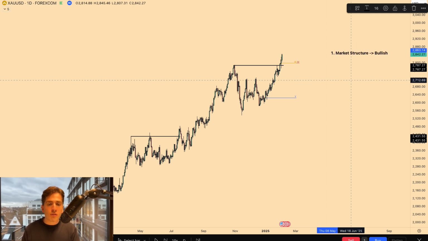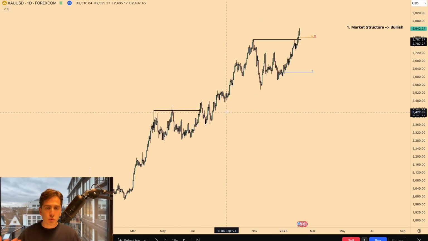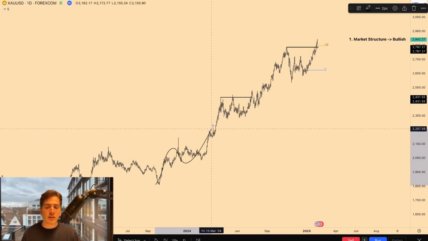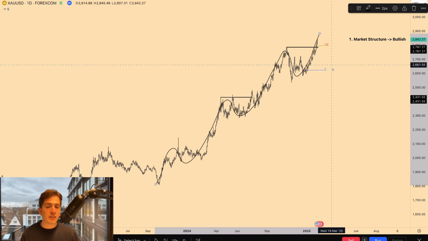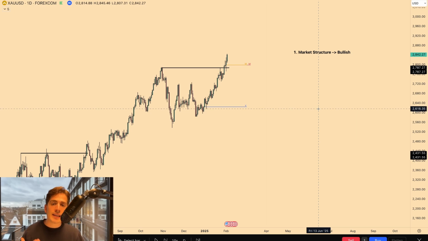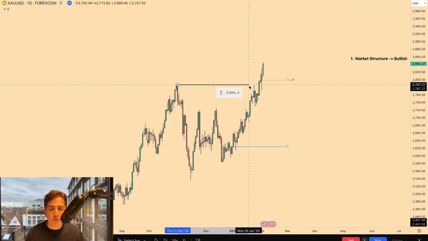Now, there is one other form of market structure that I like to look at, because obviously this was the overall swing structure. So with swing structure, we just zoom out and see, okay, what is the bigger picture doing? It's very clear we're trending overall towards the upside. But if we want to trade the market itself and form a daily bias, we also need to look at the individual candlesticks and look at something called fractal structure.